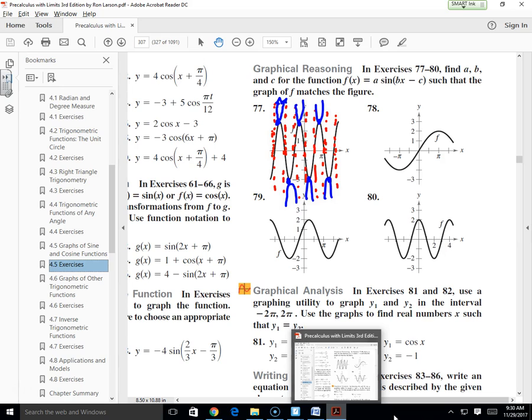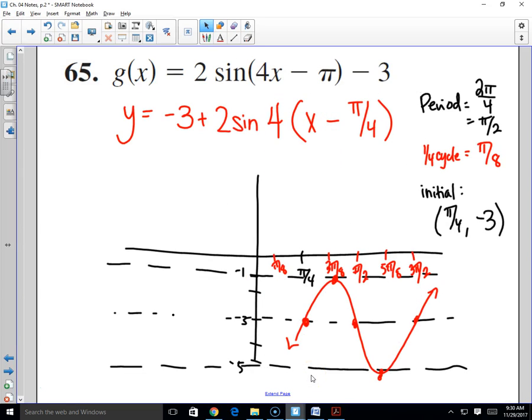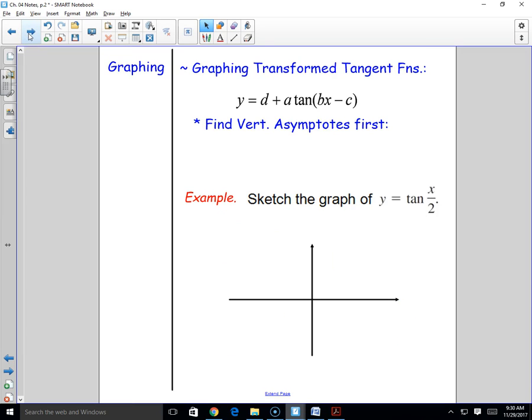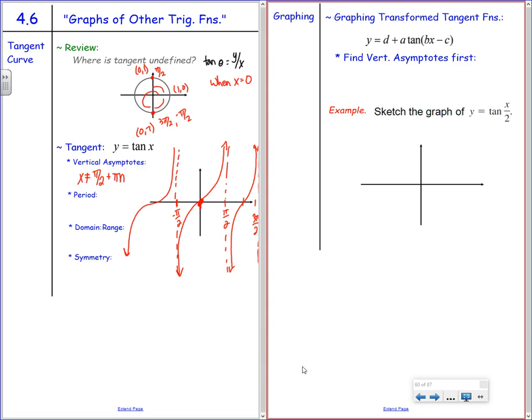Let's take some notes though for tangent and cotangent. Notes open, section 4.6, tangent and cotangent. We've got to talk about them because they're different, they're unique. I'm going to go ahead and dual page because yesterday you guys didn't get a lot of notes down. We've spent a lot of time on sines and cosines, which is going to help us with cosecants and secants. But tangents and cotangents, we have to talk about.